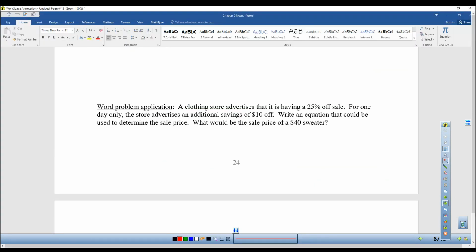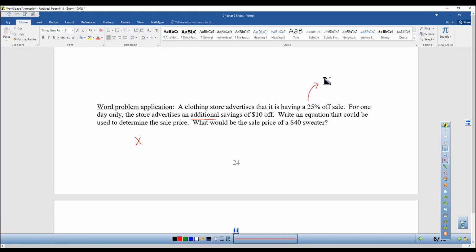Word problem application. A clothing store advertises that it is having a 25% off sale. For one day only, the store advertises an additional savings of 10% off. Write an equation that could be used to determine the sale price. So you need to know that additional means after they've taken the 25% off. So let's say that the price of the clothing is X. How do we find 25% off?